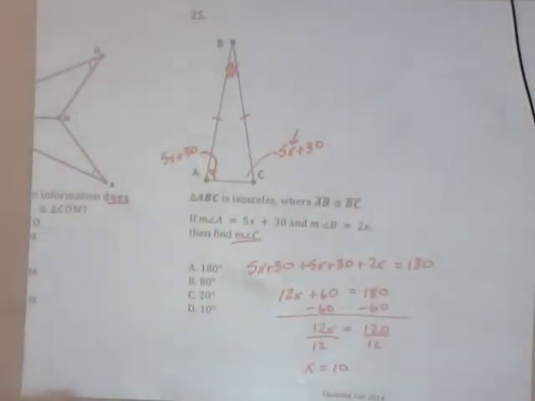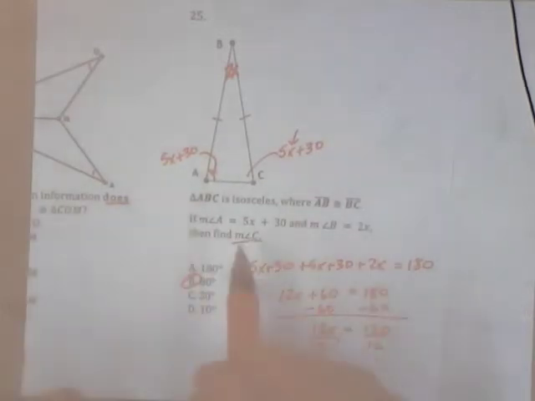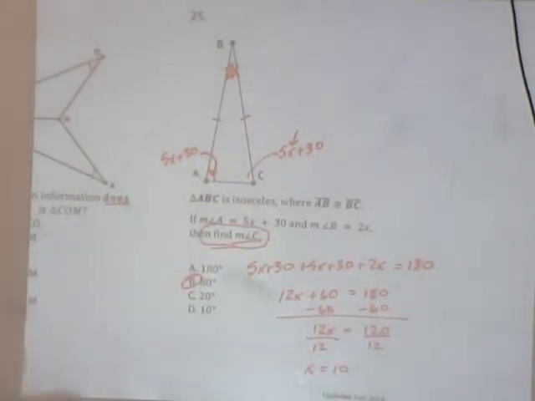So they want to know the measure of angle C, so we got to plug 10 in there. 5 times 10, 50. 50 plus 30, 80. So that's technically like a trick question. Just make sure you understand what the question wants you to find. Sometimes they say find x. Sometimes they actually want you to plug x in and solve for a part. Okay? Alright.